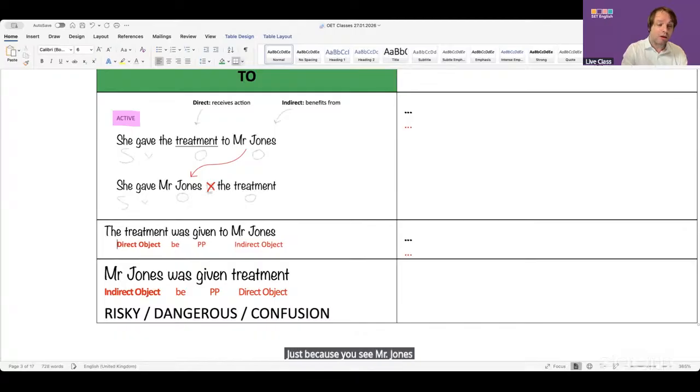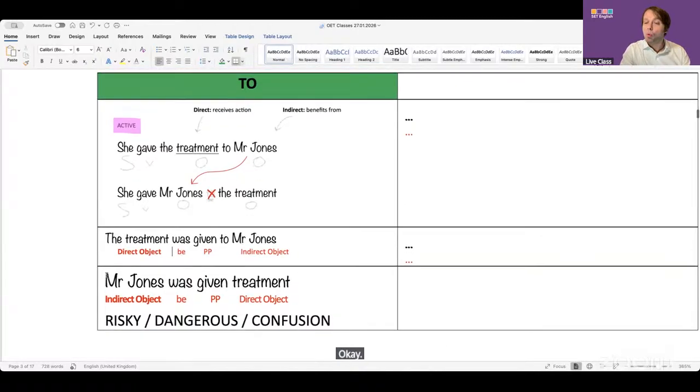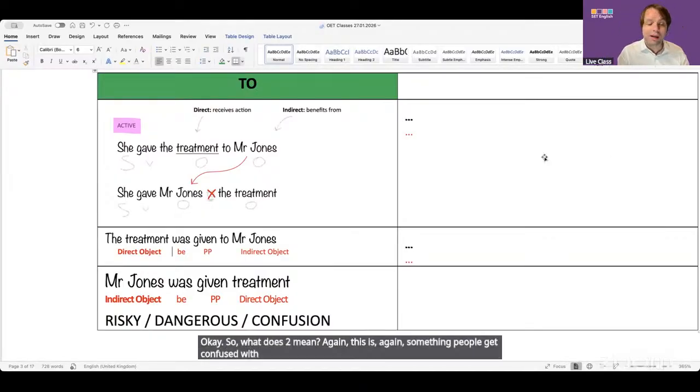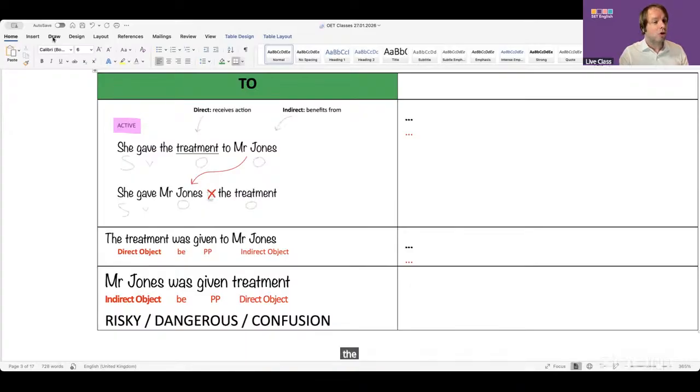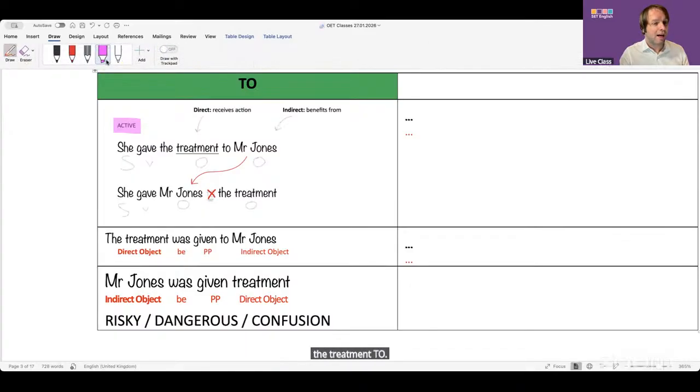Mr. Jones or Mr. Green or Mrs. Richards, Mrs. Mellors, doesn't mean it's an active sentence. Okay. So what does "to" mean? Again, this is something people get confused with. So Yevgeny, what does "to" mean? When I say the treatment to, what does that actually mean?